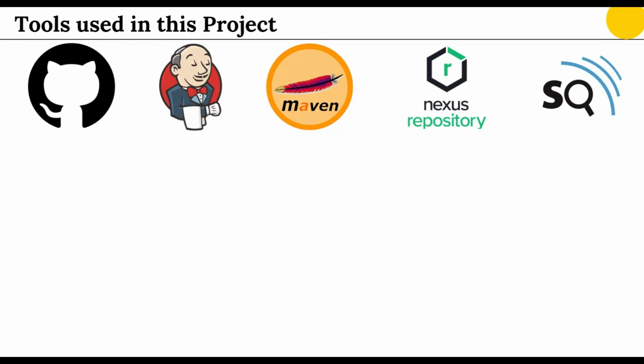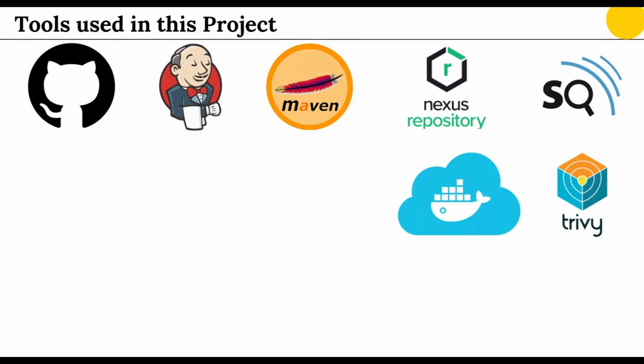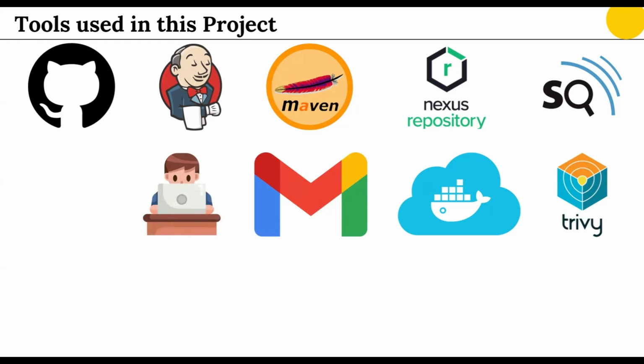Alongside SonarQube, I am also going to use Trivy, which is a file system scanning tool, for the security purposes of the project. Once we do this, we are going to create and build the Docker image, and finally, we are going to push the Docker image to Docker Hub. Then we are going to deploy the application into the Docker container. Once we deploy the application into the Docker container, we are going to get an email notification as well.